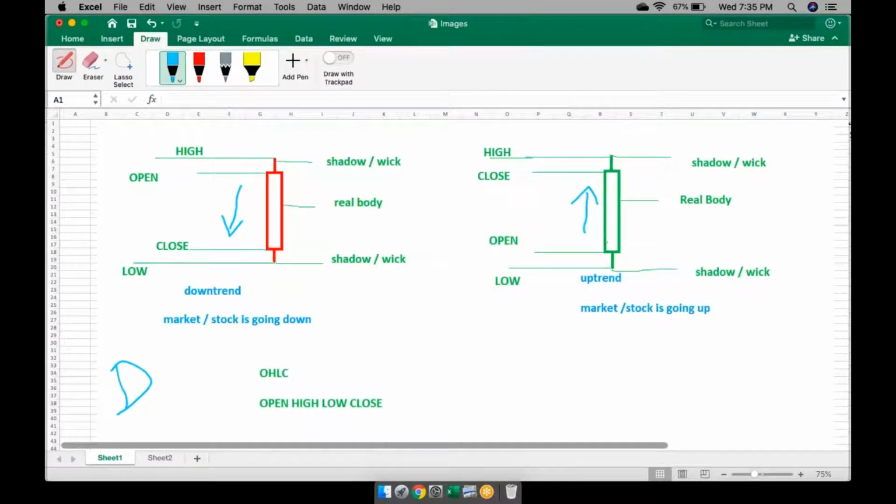Red in the sense downtrend, green in the sense uptrend. It should be a daily candle. Okay, so it's a daily candle, the current day candle.